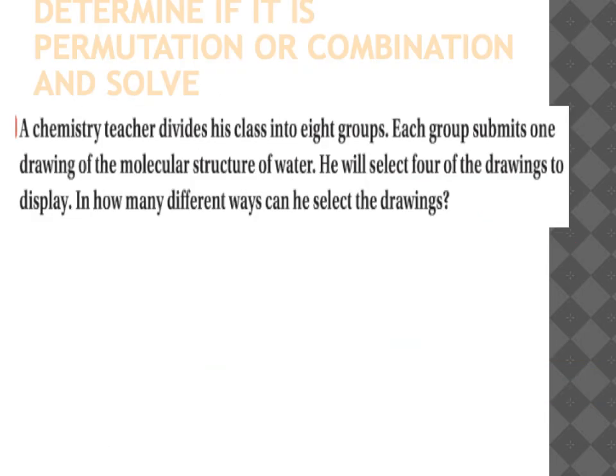First problem, a chemistry teacher divides his class into 8 groups. Each group submits 1 drawing, and he has to select 4 drawings for display. So I'm just asking how many ways can he select the drawings. The first part of this problem talks about groups. I don't have to care about that. I do have a total of 8 groups, so I know that that's my total.